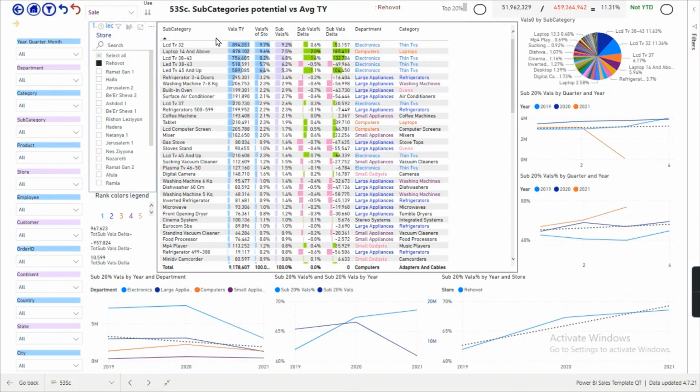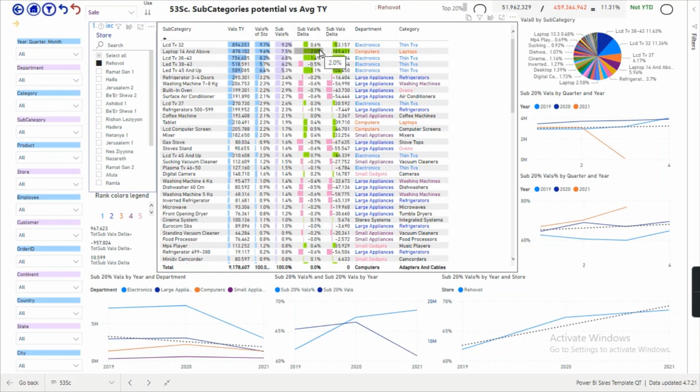We see values this year, the sales this year. It represents 9.7% of this store and only 9.2% of all the chain. So it's 0.6% more for this store above the average of the chain compared to the average of the chain. That's money, that's the percentage.